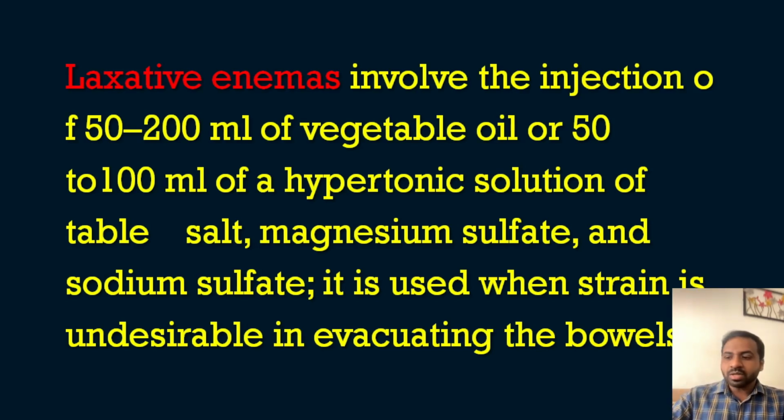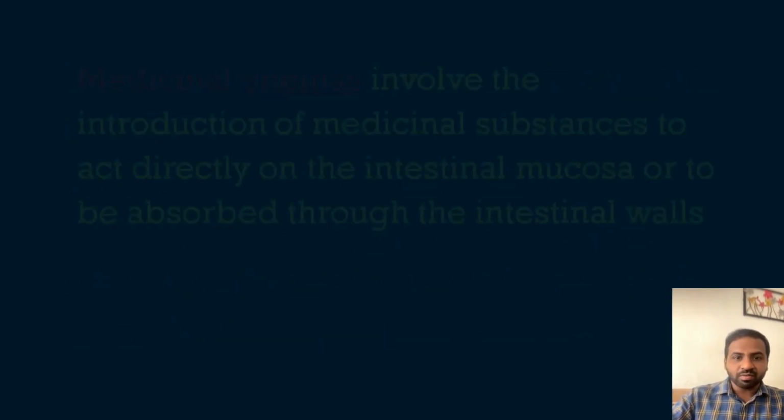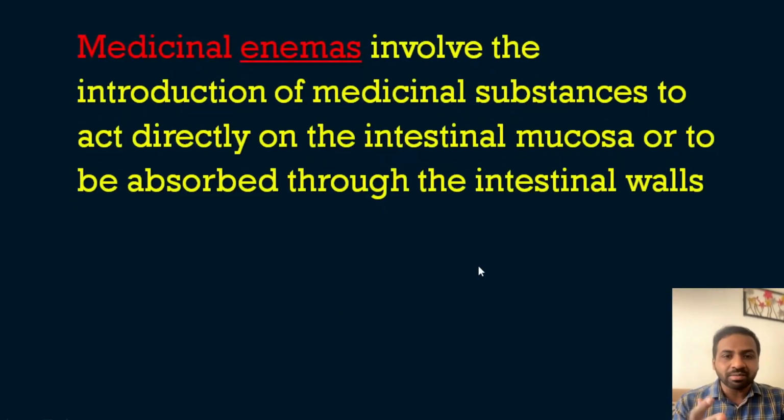Okay, understood? So now we will see another type of enema that we have given in the option, that is a medicinal enema. So what is a medicinal enema? Medicinal enemas involve the introduction of medicinal substances to act directly on the intestinal mucosa or to be absorbed through the intestinal walls. Okay, so medicinal enema means, as the name indicates, it is the introduction of medicinal substances to act directly on the intestinal mucosa or to be absorbed through the intestinal walls.